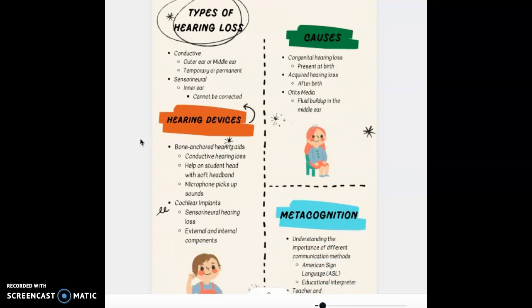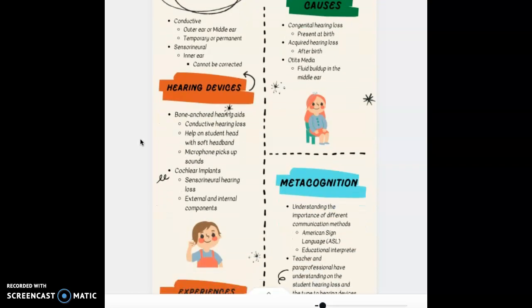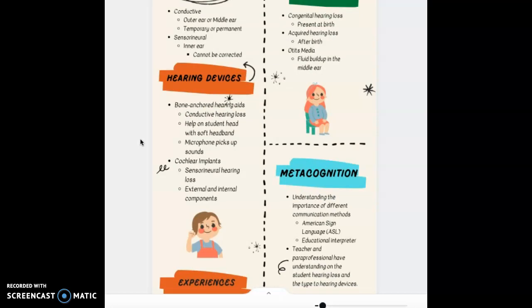But then understanding the type of hearing losses, there's also devices that can be given for students. So one device is called the bone-anchored hearing aids, and this is basically for those students that have a conductive hearing loss, and it helps students by placing a procedure where they put the bone-anchored device outside of their ears, and it's more like a headband, and it's basically like a microphone that picks up sound.